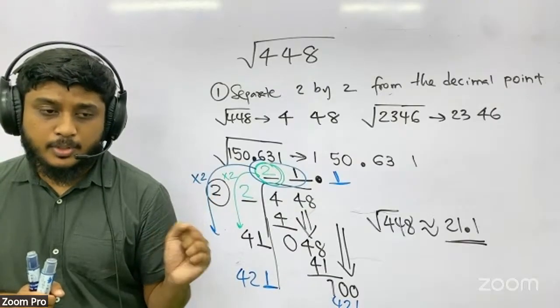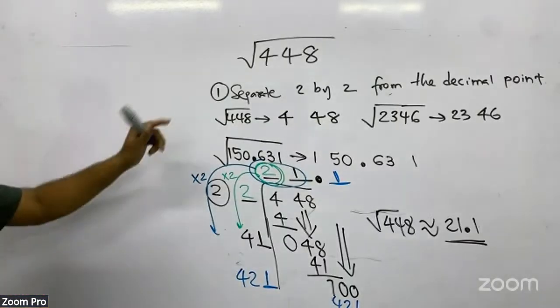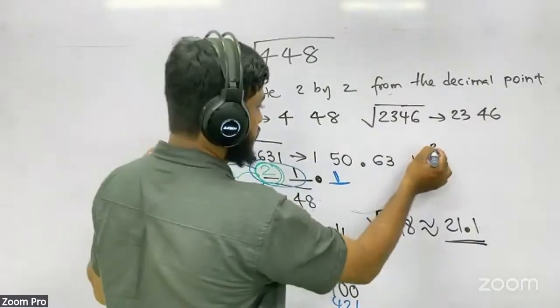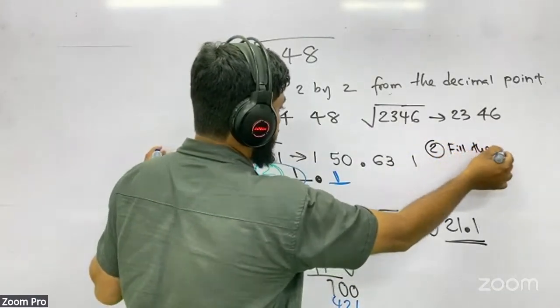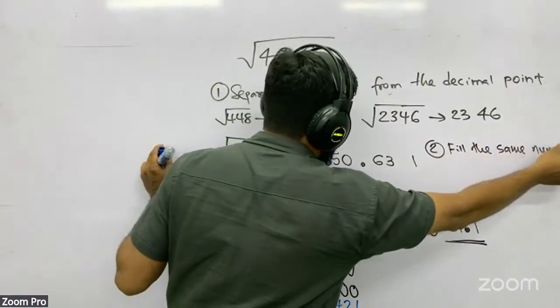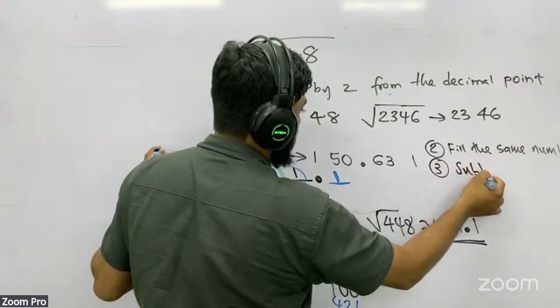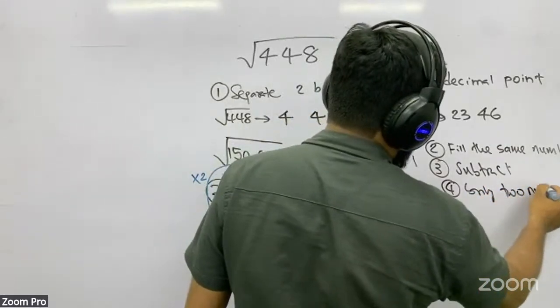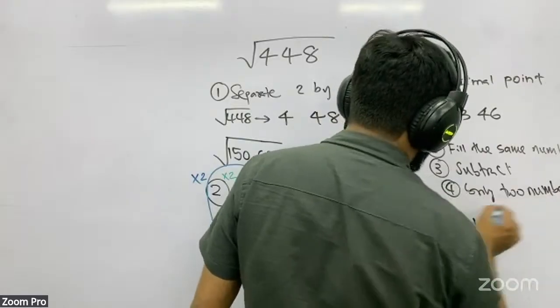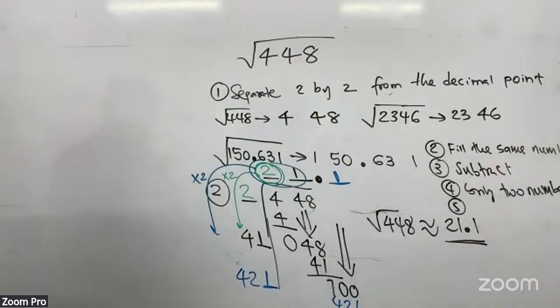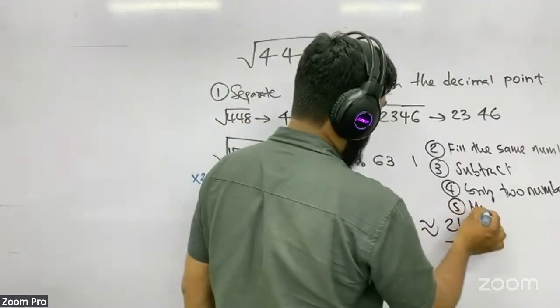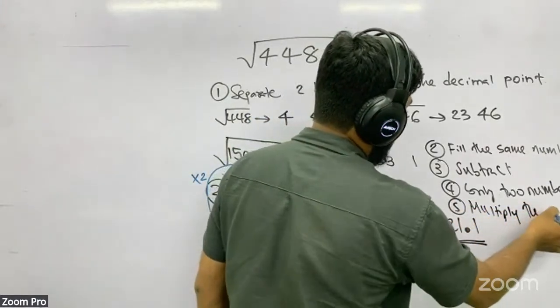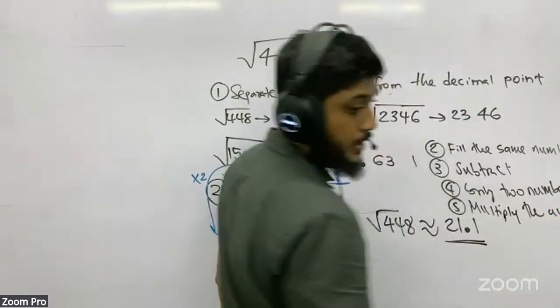Okay, then write it beautifully. What are the steps? Step 1 is separate 2 by 2. Step 2 is fill the same number. Step 3, you have to subtract. Step 4, bring two numbers down. Step 5, multiply the answer by 2.